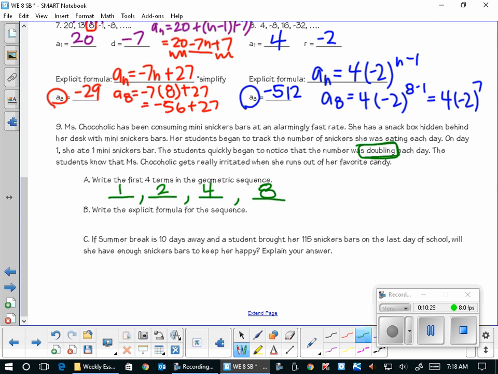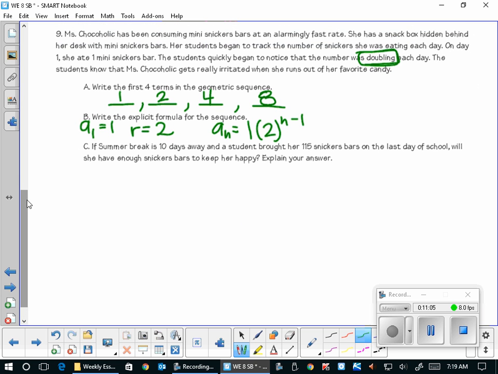Alright, so we know our first term is 1. We just found out our common ratio is 2 because we were doubling. So let's write the explicit formula. A sub n equals your first term times your common ratio to the n minus 1. And then it says if summer break is 10 days away and a student brought her 115 Snicker bars on that last day, so on that 10th day, if she has 115 Snicker bars, will she have enough Snicker bars to keep her happy?